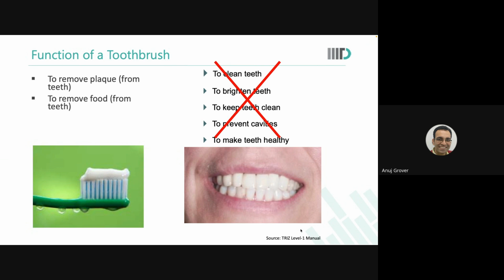A declarative verb we can't measure. It is subjective. That is why that is not a valid function. Is that okay? Declarative statements cannot be used in defining functions.